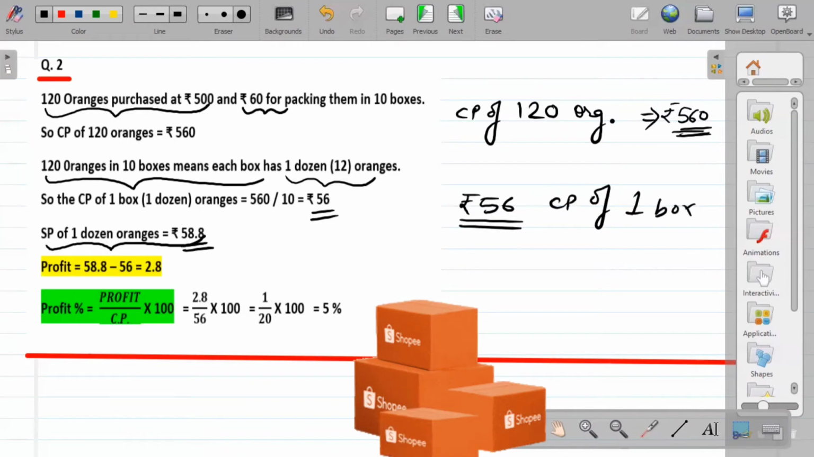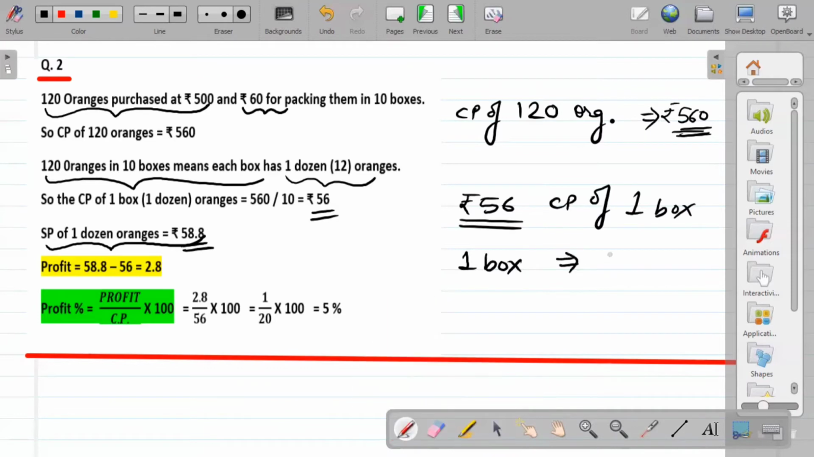But when I went to the market and sold one box, 1 dozen oranges, I sold it for 58.8 rupees. So definitely my CP is smaller than my SP, so definitely I got a profit. So on 56 rupees, how much profit am I getting?